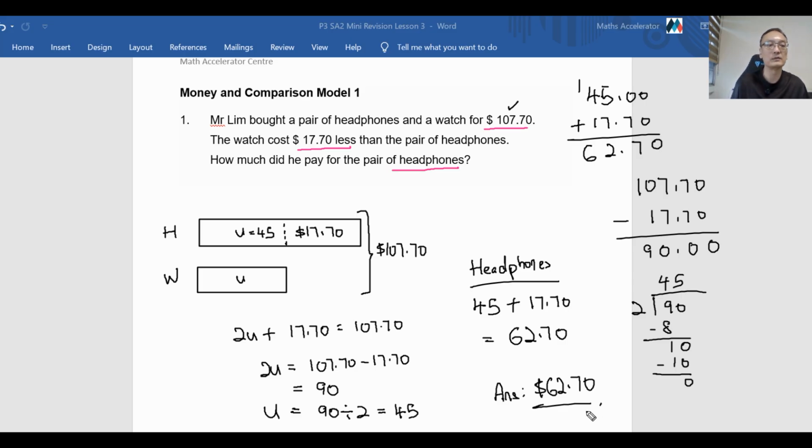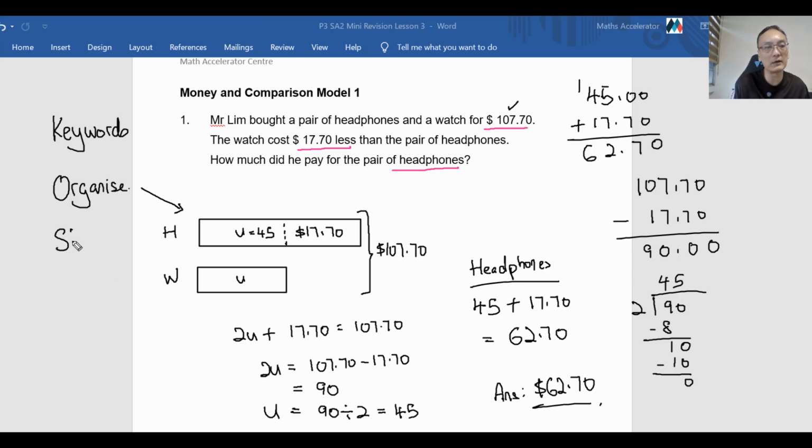Okay, let's recap what we have just completed. Remember, in the previous lesson, we talked about the routine that we need to go through whenever we see a problem sum. Number 1, we need to highlight the keywords, which we highlighted over here. After that, we need to organize our keywords. It can be in the form of a model or a table. And in this case, we organize our information in the form of a model.